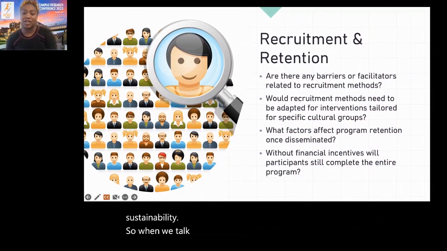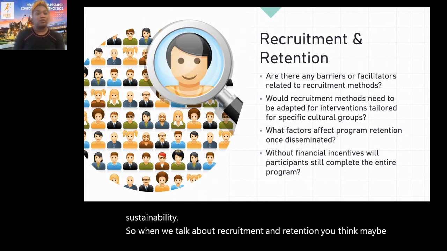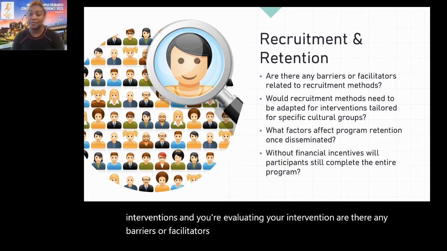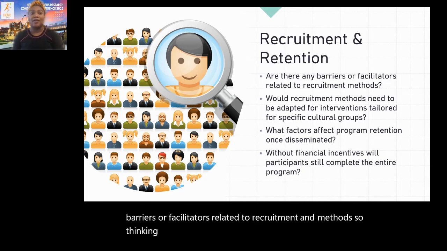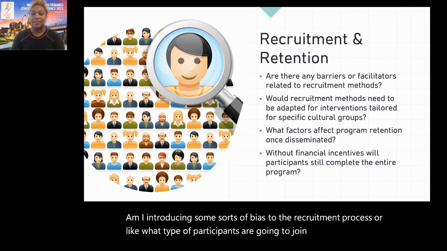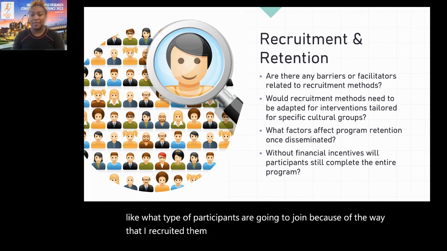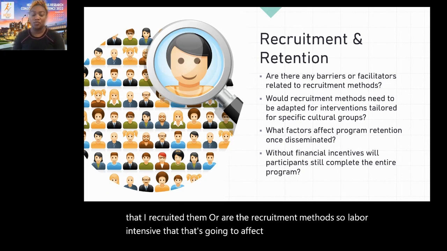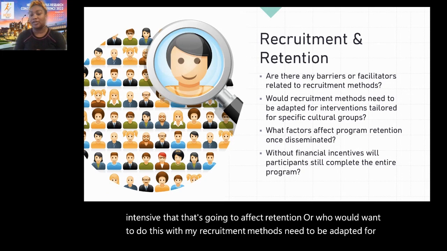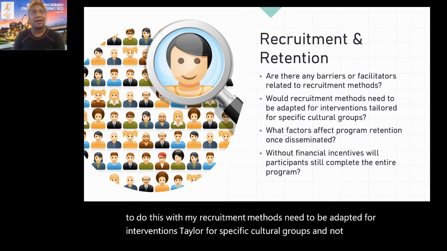When we talk about recruitment and retention, maybe start asking questions like this when you're designing new interventions or evaluating your intervention. Are there any barriers or facilitators related to recruitment methods? Thinking about the way I recruited participants, am I introducing some sort of bias to the recruitment process, or what type of participants are going to join because of the way that I recruited them? Or are the recruitment methods so labor intensive that it's going to affect retention? Would my recruitment methods need to be adapted for interventions tailored for specific cultural groups, and not just cultural groups, but priority groups?